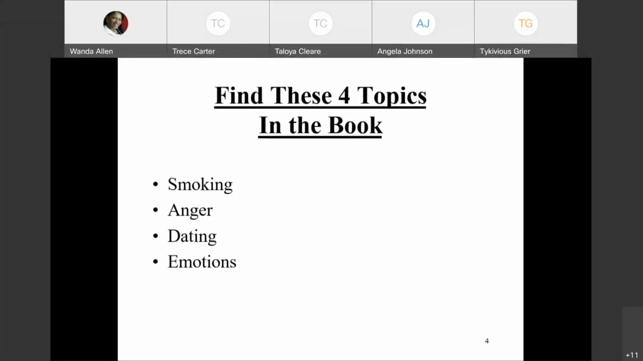But for the purpose here, let's turn to page 163. And this helps to familiarize the participants with the book. On page 163, they should be able to find information on smoking and so forth. For example, anger, page 74, dating, page 99, and emotions, page 9. And again, just a reminder, walk around the room or be observant to make sure that your participants are able to find the information.